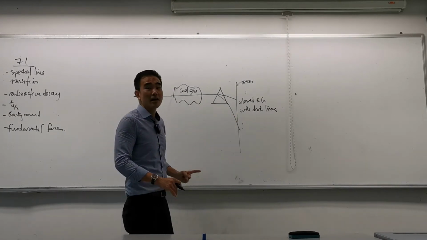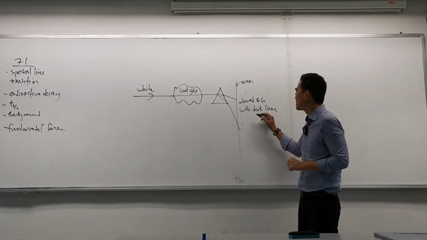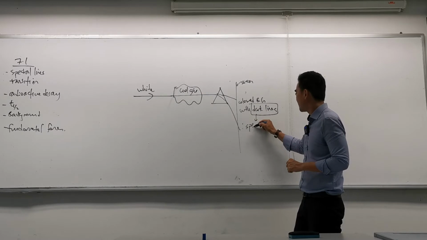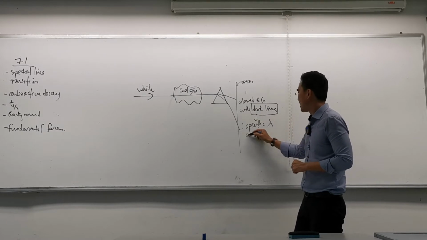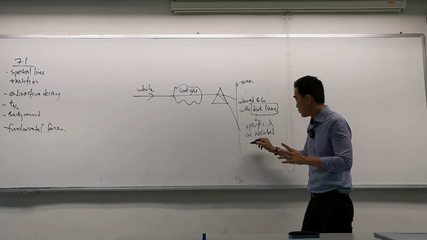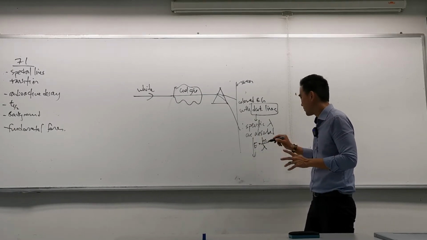So what do the dark lines tell us? This is really important, because it tells us that specific wavelengths are absorbed. And because specific wavelengths are absorbed, and we know that E equals hc upon lambda.